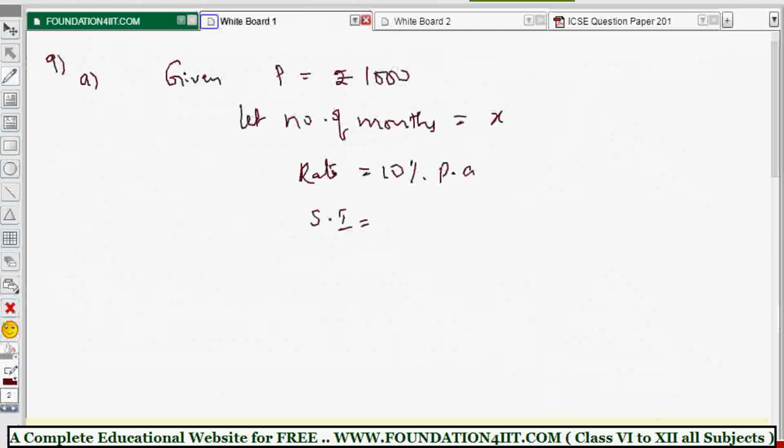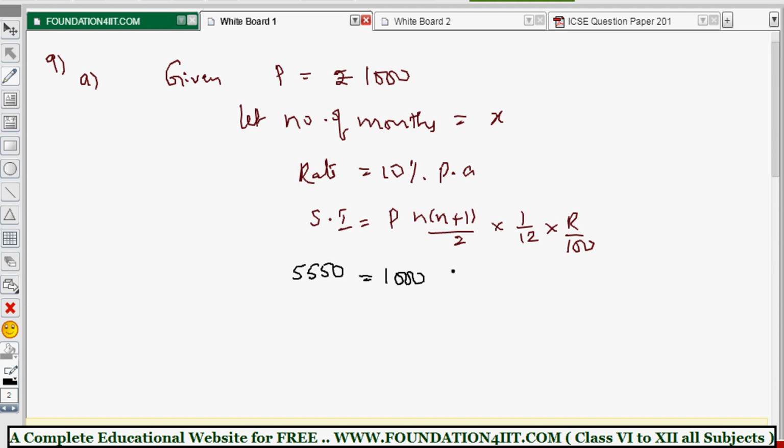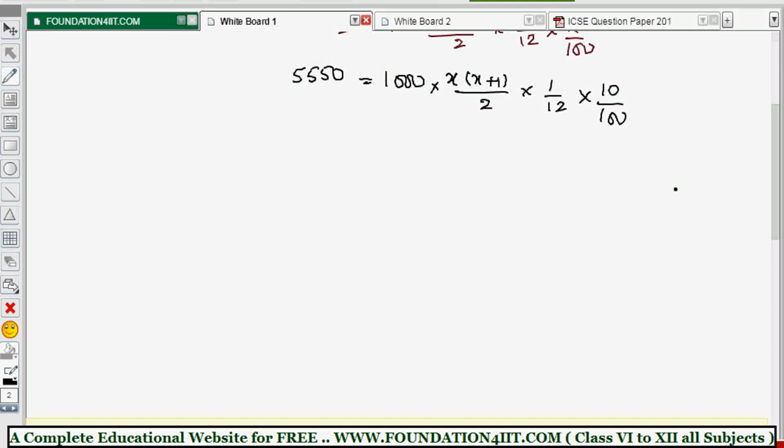So you can apply the simple interest formula, that is P into n into (n plus 1) by 2 into 1 by 12 into r by 100. This is the simple interest formula, just apply it as it is. Simple interest is given as 5550 and P is 1000, and I am taking the number of months as X. So X into (X plus 1) by 2, into 1 by 12 into 10 by 100. If you simplify this, we will get the value of X.